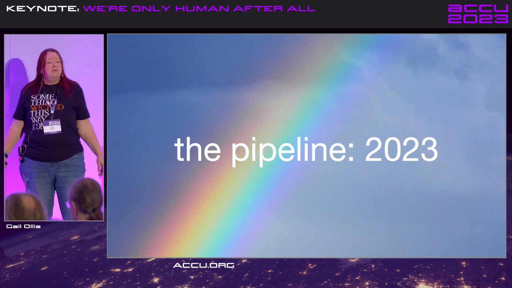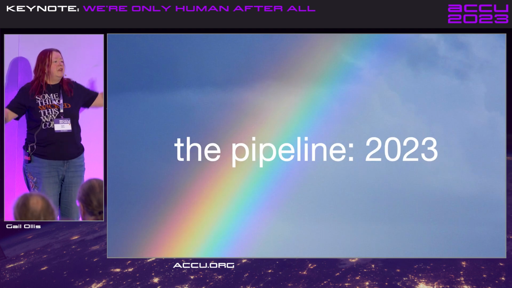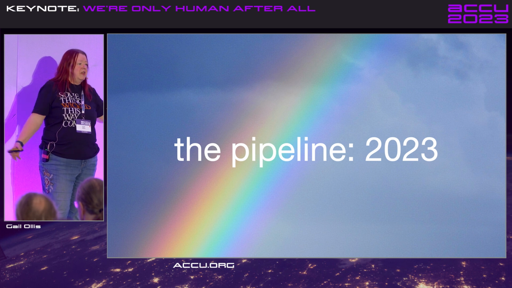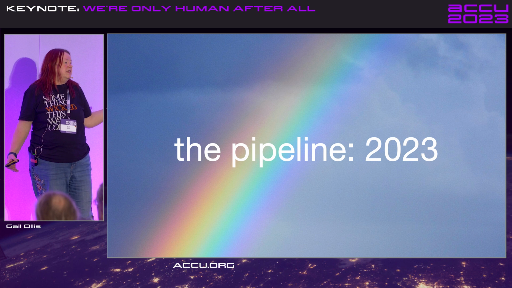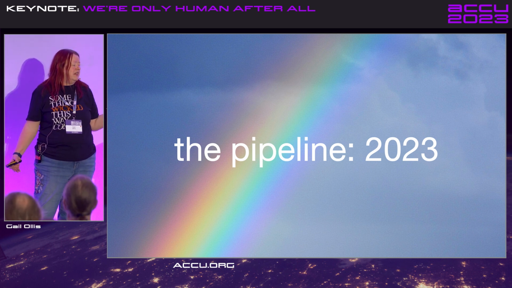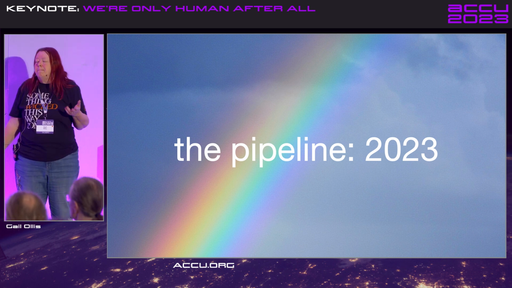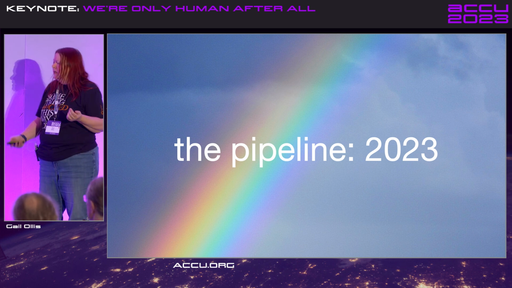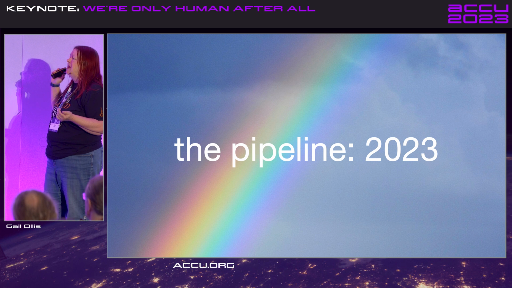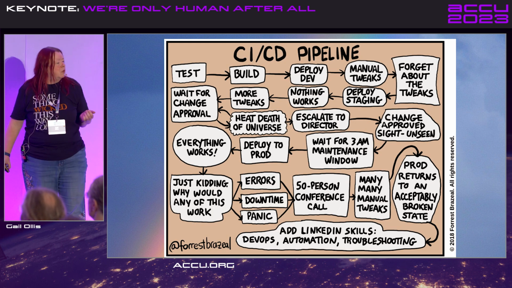Right, so we move on to 2023. We've been looking at thousands of years of human history and the brain not changing very much. Clearly it's not changed much between 1970 and 2023. But the environment has changed a lot. So the pipeline of 2023 looks more like this.